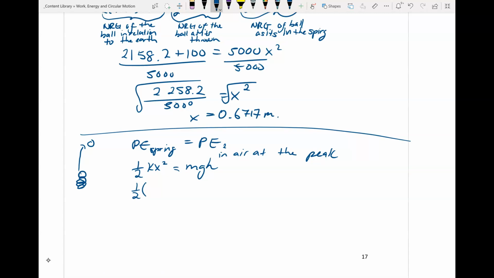I'm going to fill in the information we know. K is 10,000. X we just found is 0.6717. The mass of the ball is 2. Gravity is 9.81. And we're looking for h. So once you rearrange and solve, you should get 115.1 meters as your final answer.